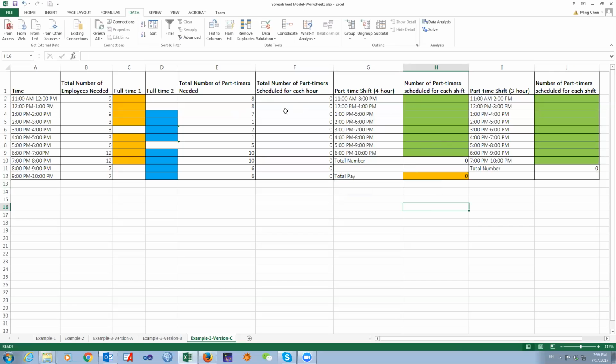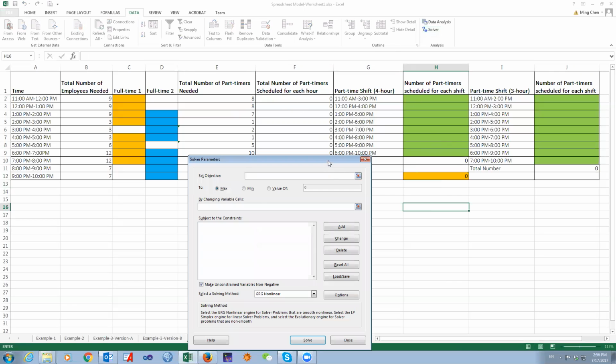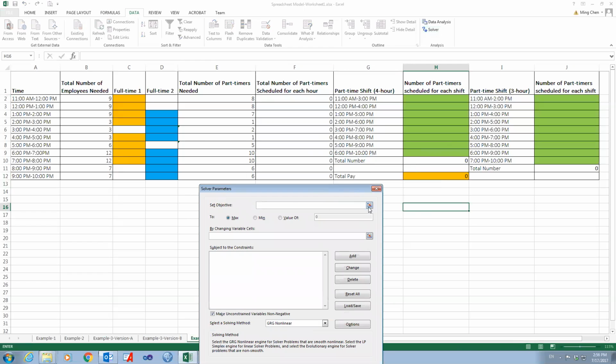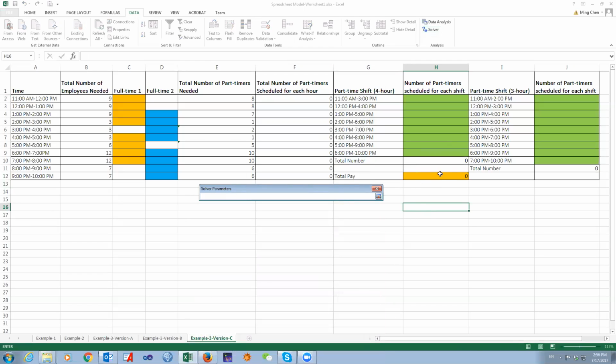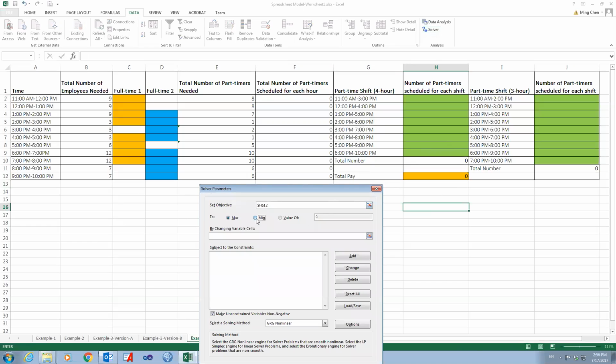So once you have the table filled, we can use Solver. Click Solver. The objective, pretty obvious, is total pay. We want to minimize it. The decision variable is a little bit different compared to version A and version B. In version A and version B, the decision variables stay together in one area. But in version C, we see there are two areas. This is the decision variable, and this is another set of decision variables.